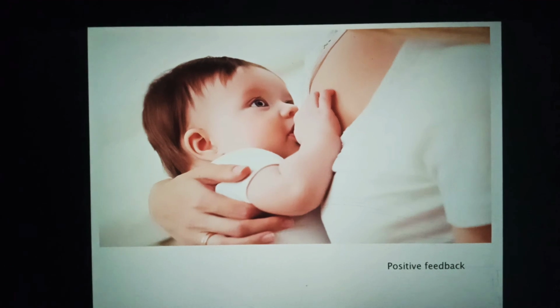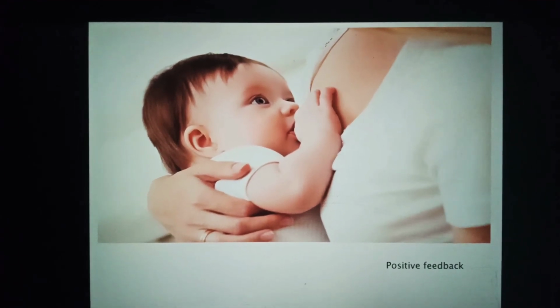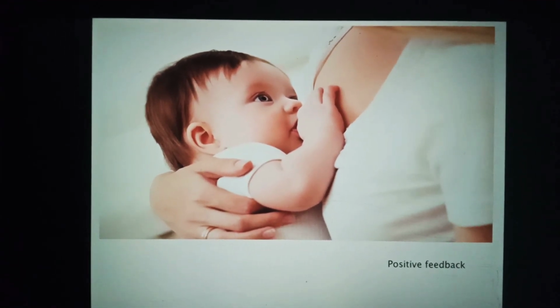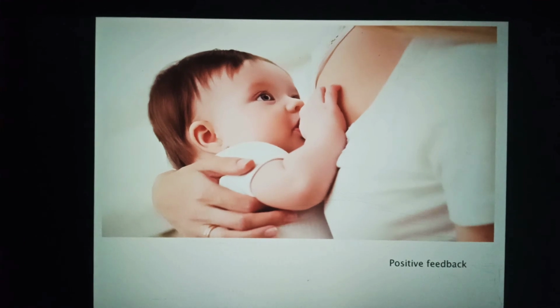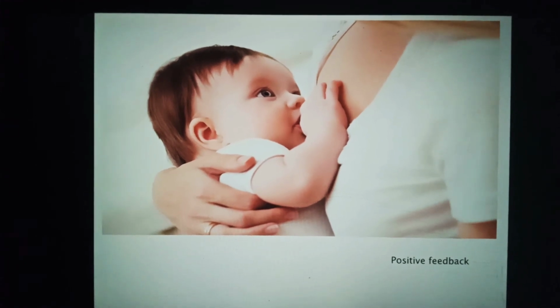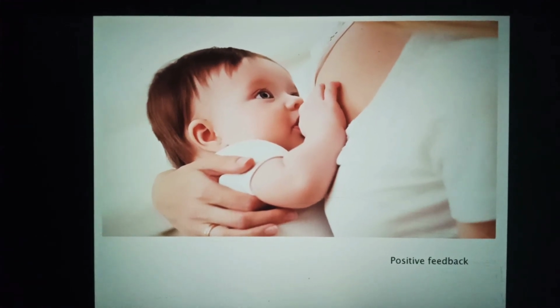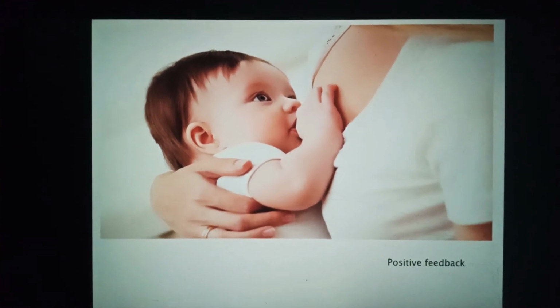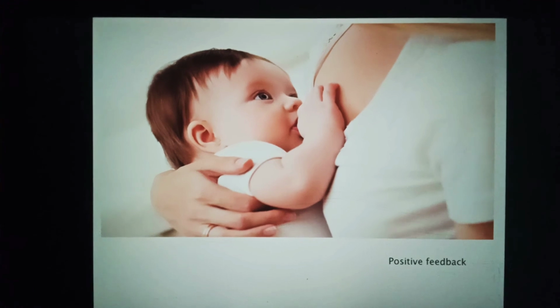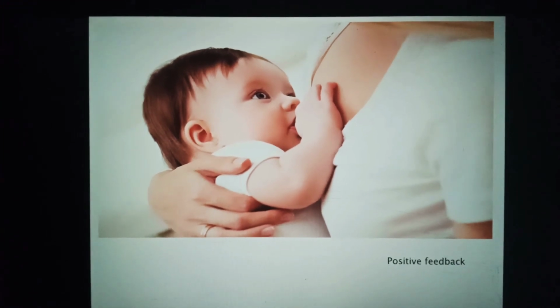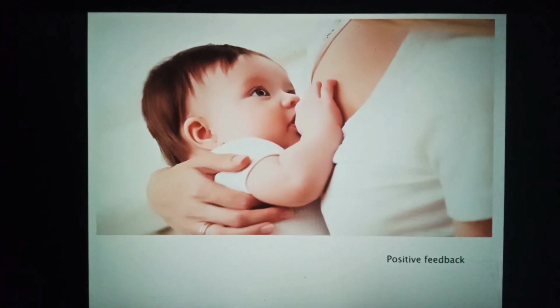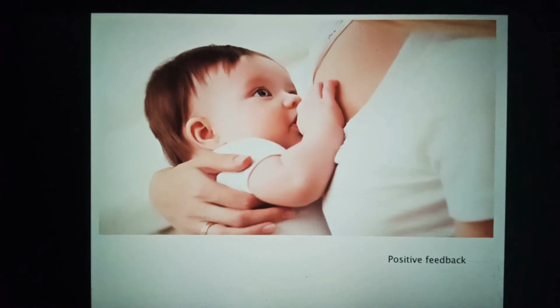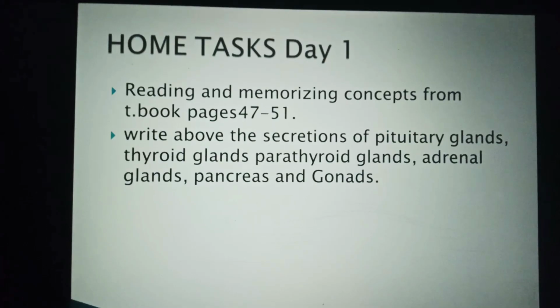In positive feedback, the changes resulting from a process increase the rate of the process. For example, suckling action of an infant stimulates the production of a hormone in mother. This hormone works for the production of milk. More suckling leads to more hormone, which in turn leads to more milk production.